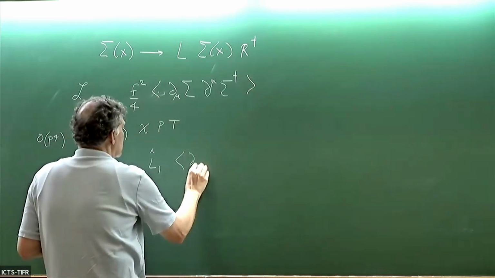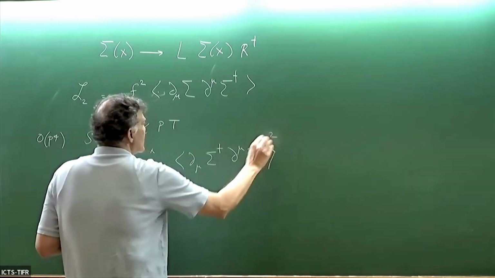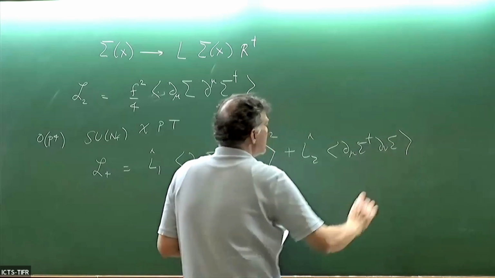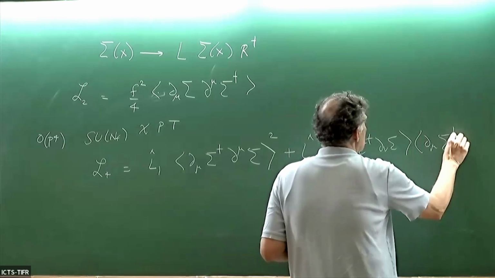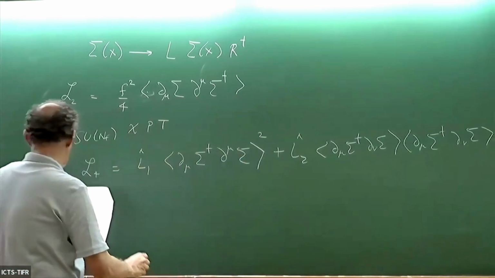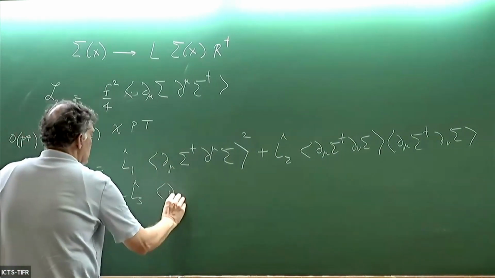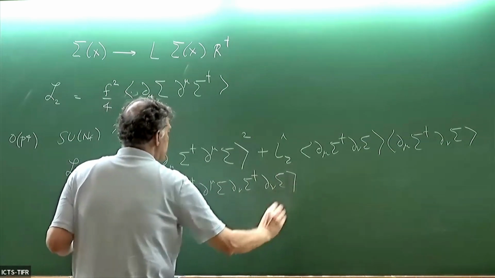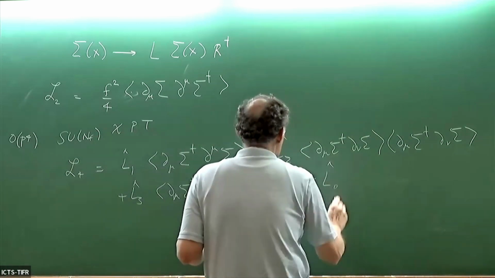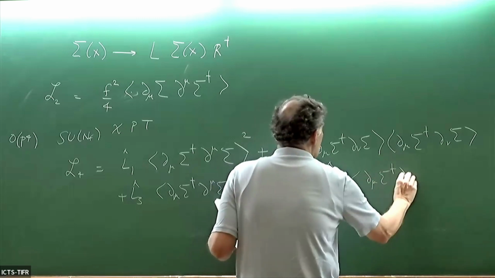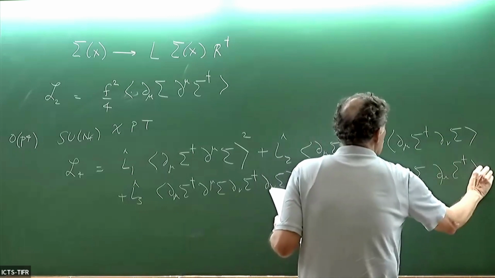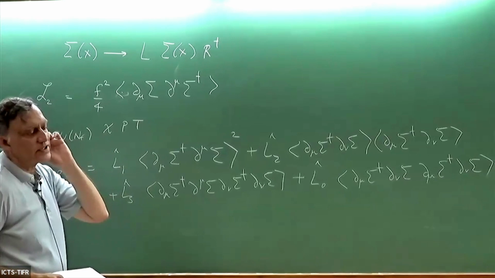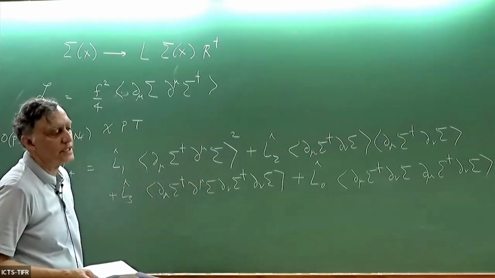Angle brackets for trace, d_mu sigma dagger d_mu sigma squared, plus L2 hat, d_mu sigma dagger d_nu sigma dagger d_mu sigma d_nu sigma, plus L3 hat, d_mu sigma dagger d_mu sigma d_nu sigma dagger d_nu sigma. And then, you might have thought this was L4, but it's called L0: d_mu sigma dagger d_nu sigma d_mu sigma dagger d_nu sigma. Okay, so there's only 4 terms. If you include masses and external sources, which if I have time I'll discuss, then there are like 15 coefficients or something at order p to the 4th.